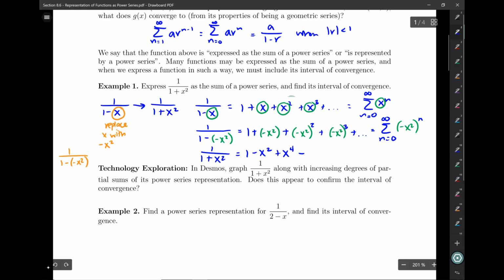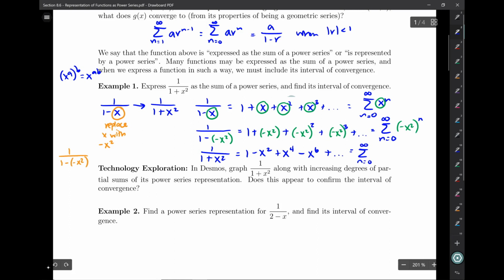We're going to now get an alternating power series. And so x squared cubed would be x to the sixth. So just as an algebraic reminder, we multiply the exponents together, right? When we have x to the a to the b, this is x to the ab. Multiply those exponents together. So the next one would be plus x to the eighth, but I'm just going to go ahead and go with my plus dot dot dot.